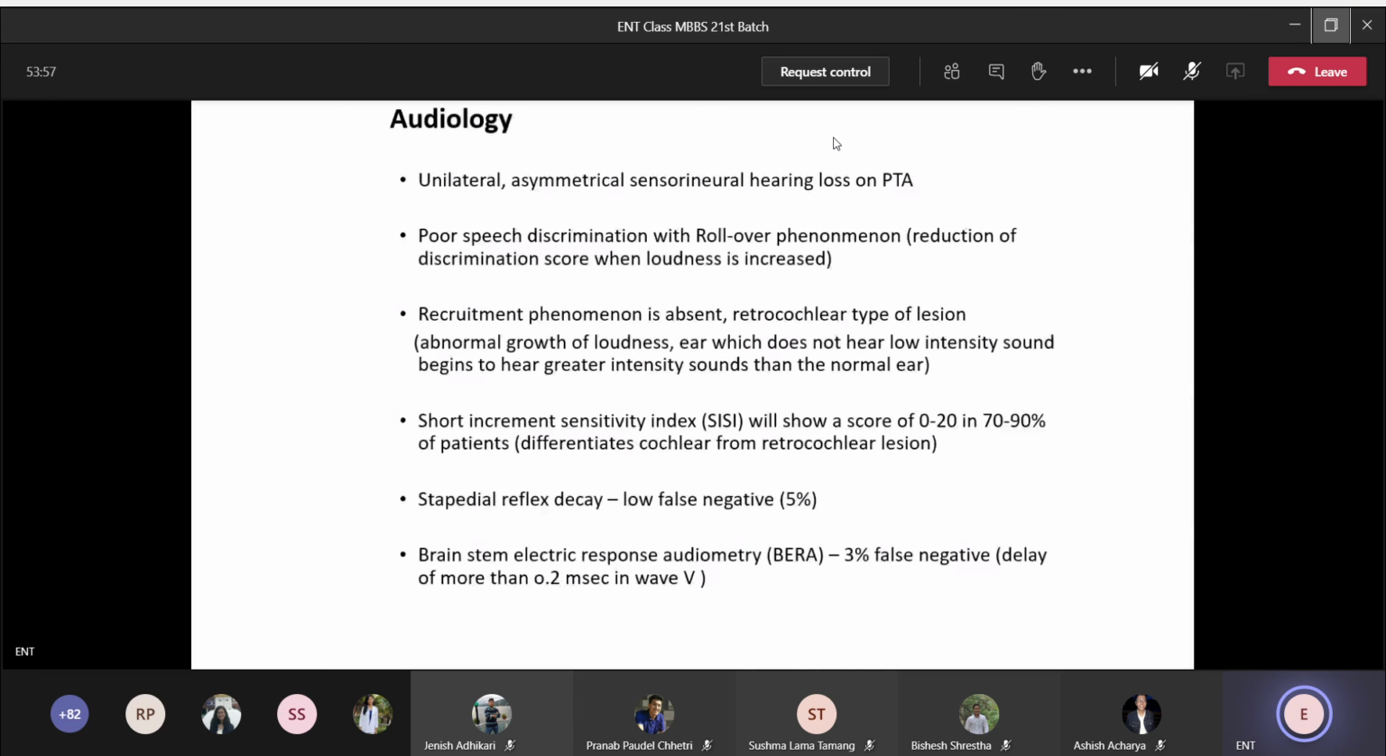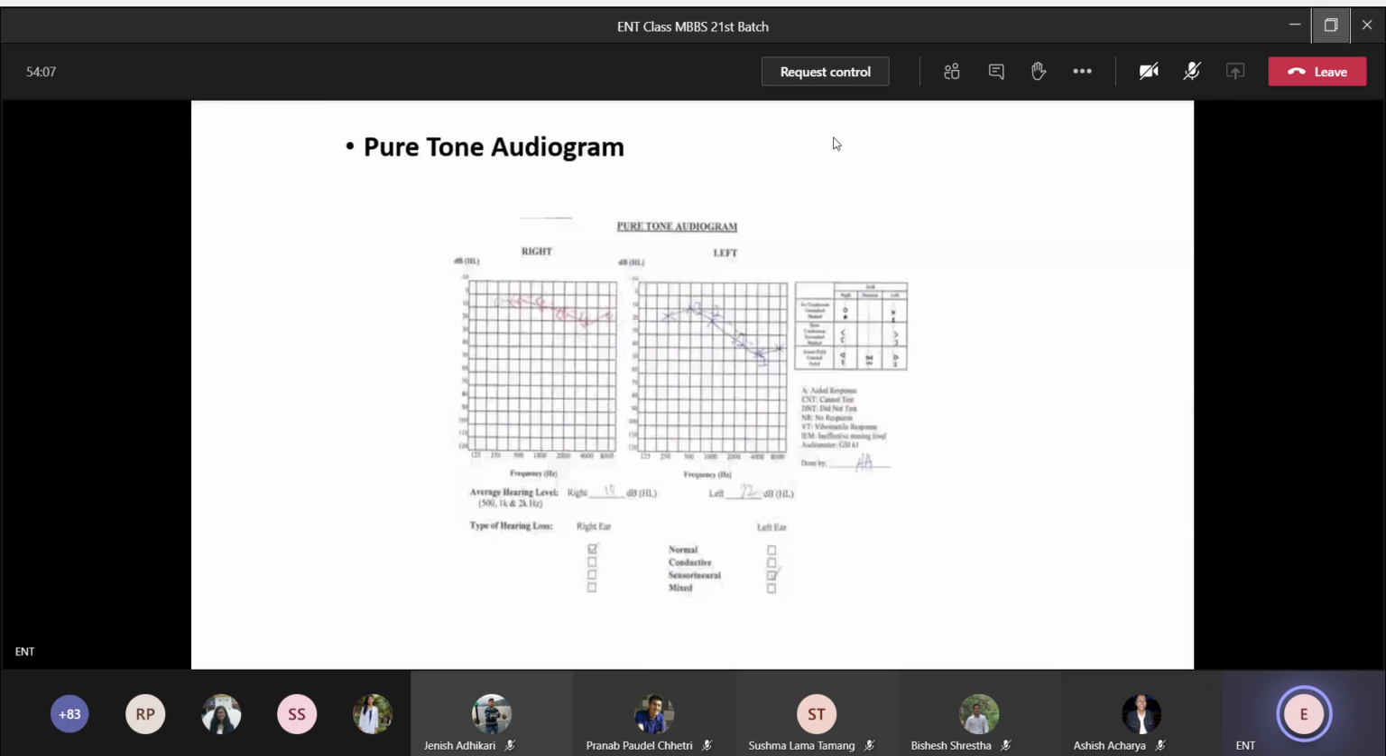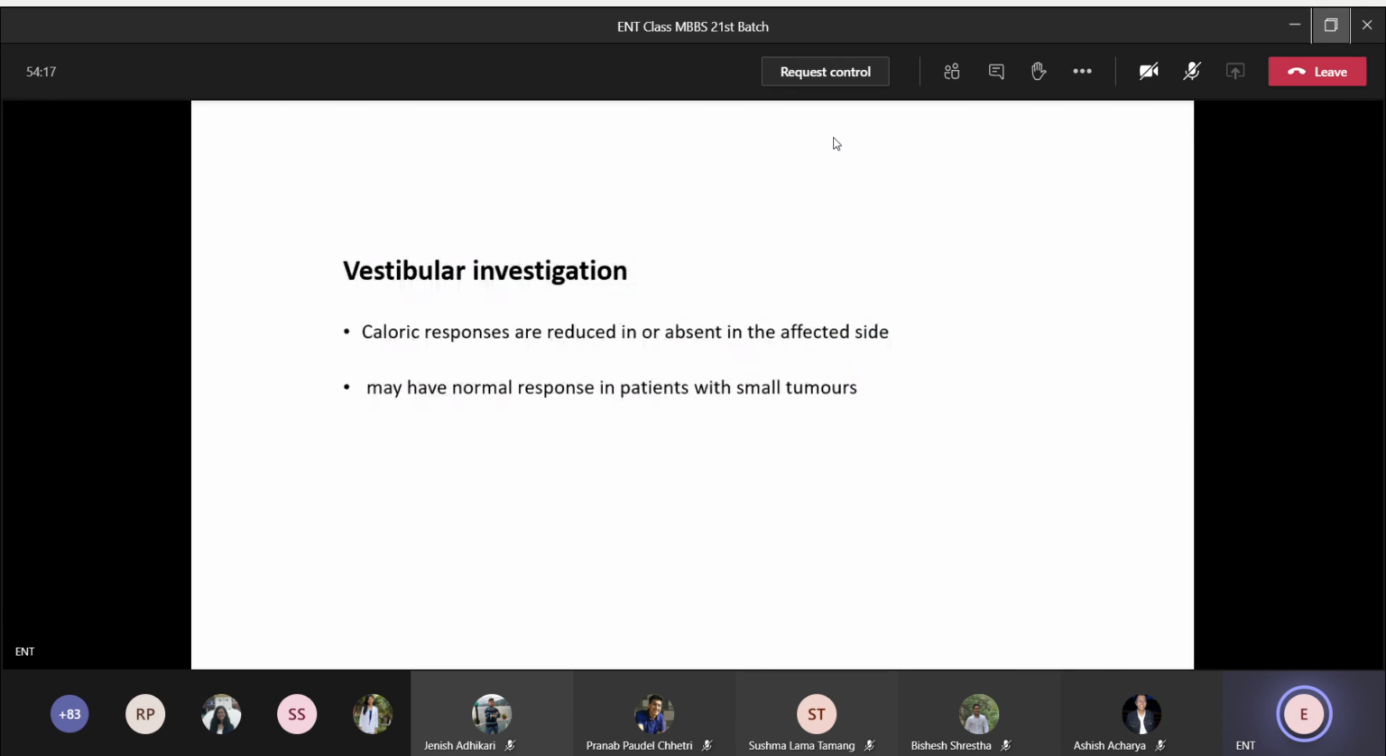So this is going to be taught to you in your audiology class. At that time they will discuss what happens in otosclerosis, in acoustic neuroma, in Meniere disease. He will put the audiogram and then he will discuss. So this is the unilateral asymmetrical pure tone audiogram. And regarding the vestibular investigation, you can do a caloric test. And here you see caloric responses are reduced or absent in the affected side. But some patients may even have a normal response if the tumor is small.